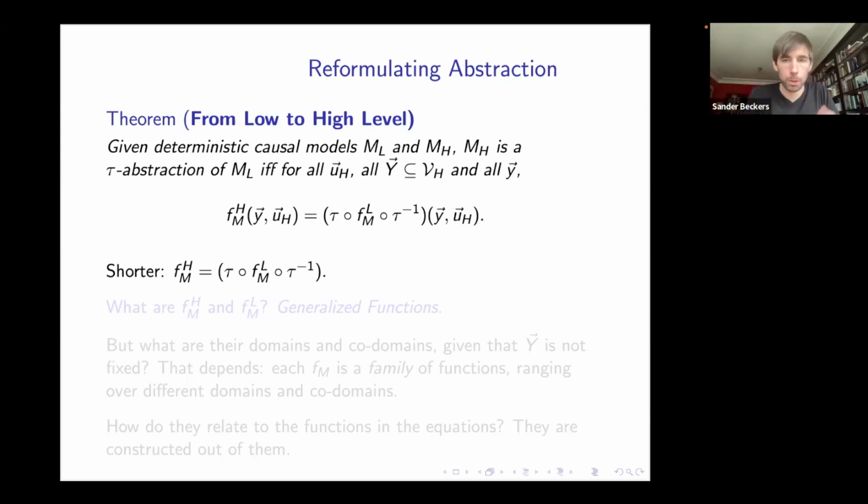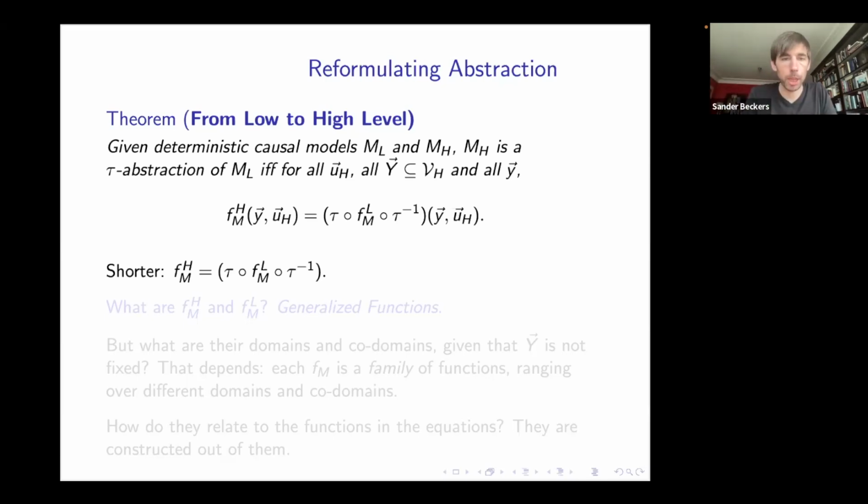So a theorem, which shouldn't be too hard, is that you can reformulate the idea as follows. It shouldn't be too hard, except that I haven't explained to you yet what this notation FH and FM means. But intuitively, I hope you can get the picture. We simply demand that for each high-level intervention and each high-level context UH, the high-level causal model FH behaves in the same way as simply going down by the abstraction function to the low level, then pushing the values through the low-level causal model and then going up again.